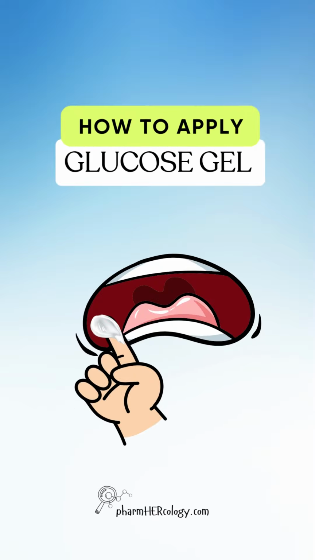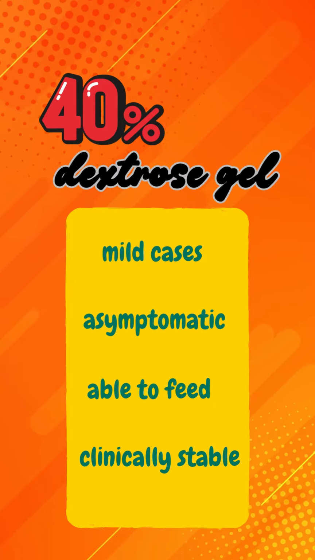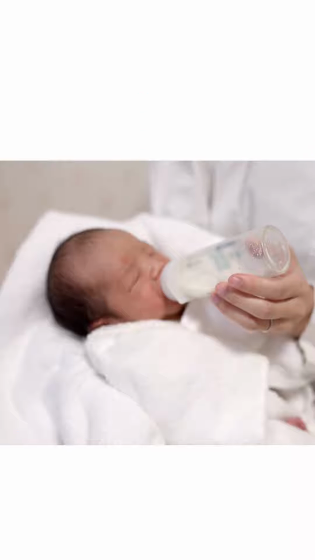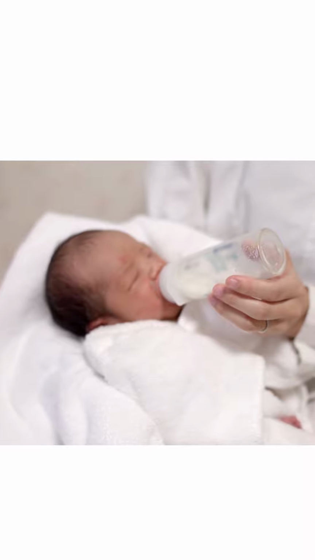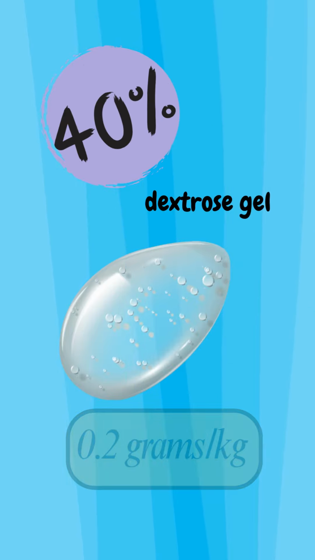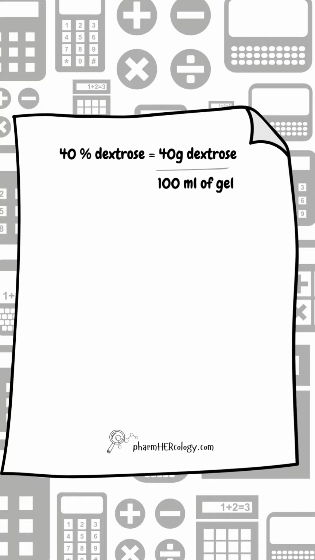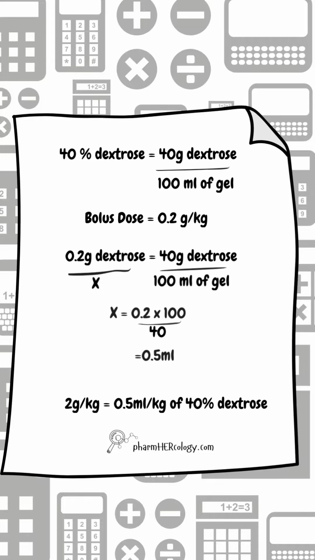Now let's take a look at glucose gel for treating neonatal hypoglycemia. 40% dextrose gel is indicated in mild cases of asymptomatic hypoglycemia. This is a baby who is able to feed, clinically stable, and not in any distress. Just like the bolus doses of D10, the 40% dextrose gel is dosed at 0.2 grams per kilogram per dose. 0.2 grams per kilogram of a 40% glucose gel translates to 0.5 ml per kilogram.